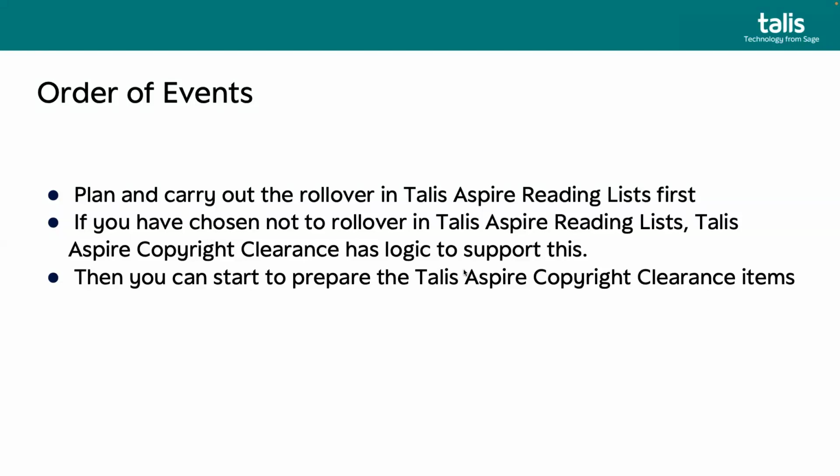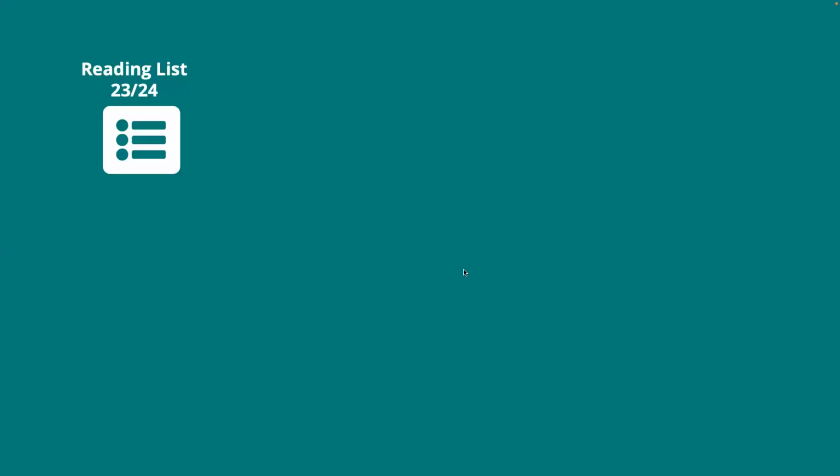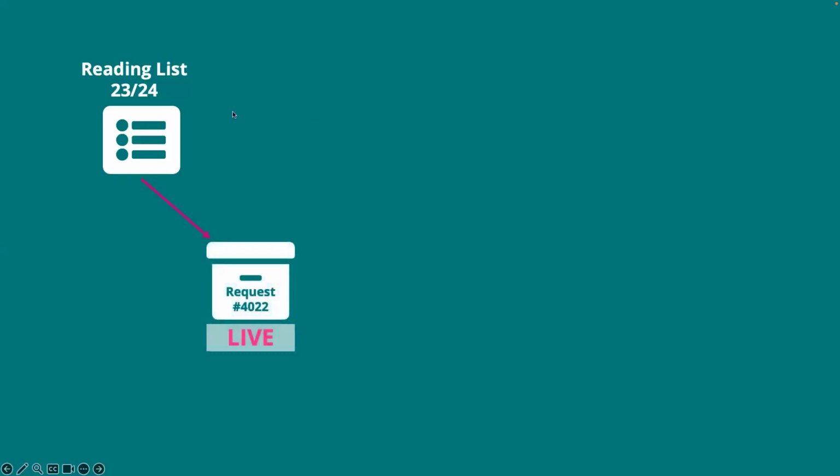So once you've carried out your rollover, you can then move on to the copyright clearance rollover. We have been using this slide for a number of years, but I still haven't found a better way of explaining how the process works. So hopefully this will help you visualize what's going on. If you think about it, we start with our reading lists in 23-24. It may be that within that reading list, a lecturer has made a request for an item to be digitized, and that will form a request within Talis Aspire copyright clearance.